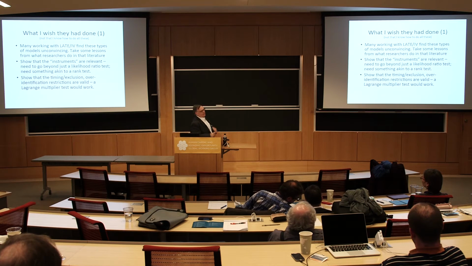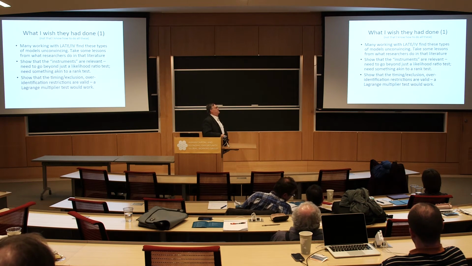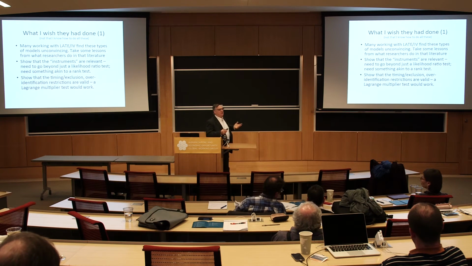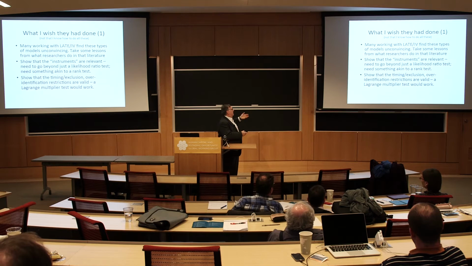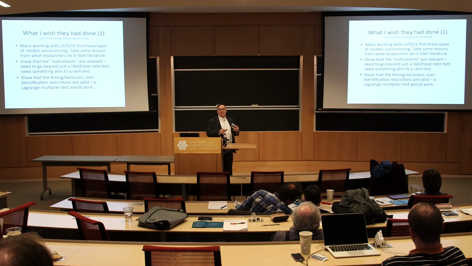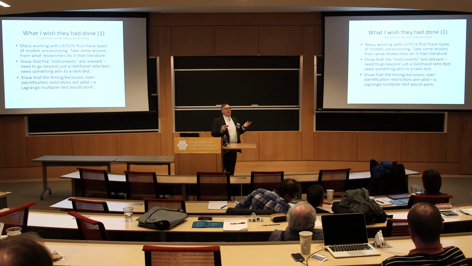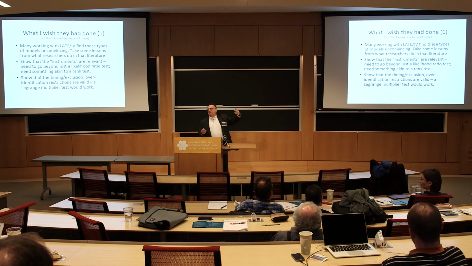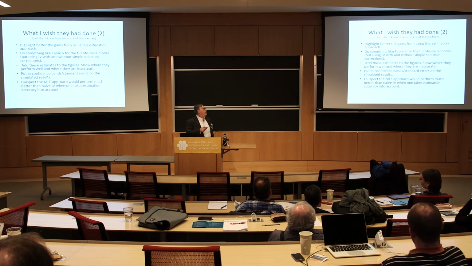So, things I wish they had done. I think they could have related this a little bit better to the LATE IV literature. Test your exclusion restrictions. Show me that you have identification. Show me that the model satisfies the over-identifying restrictions. Some of these are easy to do, some of these are hard to do.